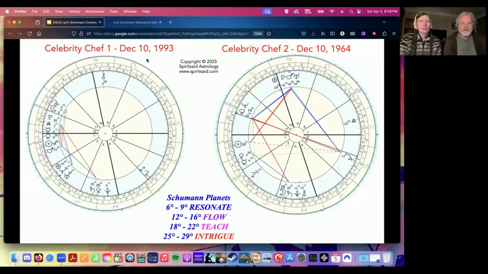Okay. So we've got two celebrity chefs. They're both born on December 10th. I'll explain why that's important. And we're going to go through their Schumann planet analysis. I've just created a small little list at the bottom to remind us of what the different planets are. Okay, so the interesting thing is that the celebrity chef on the right has 4 planets in the, thank you, honey, left.